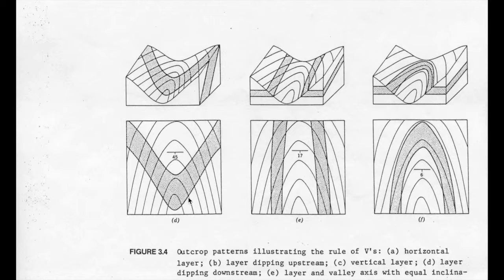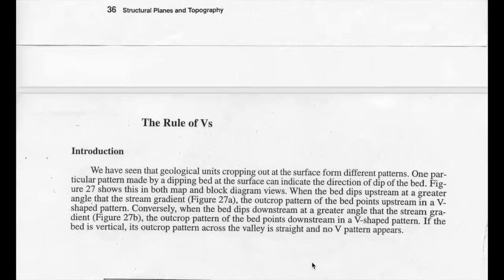The arrow's pointing south. Here's a case where the beds are dipping exactly the same as the stream. You get this kind of weird thing where there's no V. And then here's that exception case where the beds are dipping very shallowly and actually pointing the opposite direction from how they're truly dipping, which is truly dipping south, but it points to the north. So this is the exception, and you're not going to see that very often.